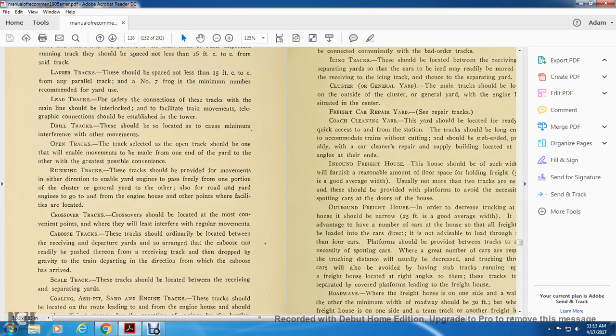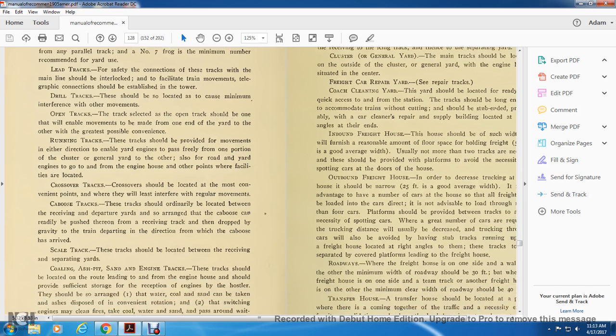Running track: the track should be provided with the movement to either direction, enabling the yard to pass freely from one portion of the cluster of the general yard to the other, and also the yard road engines to go from the engine house to the other points of the facility, and located the crossover.